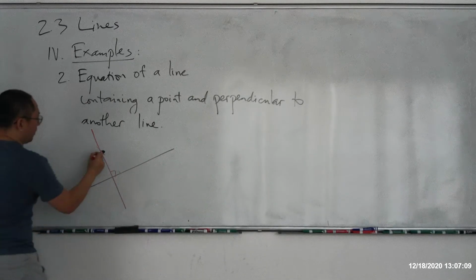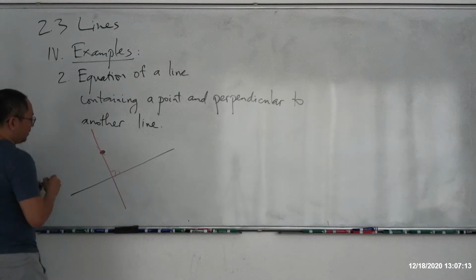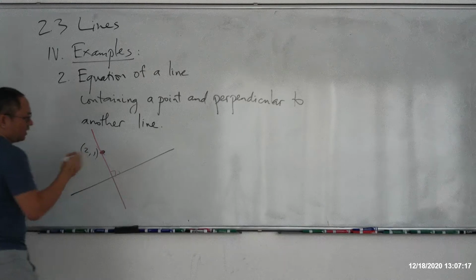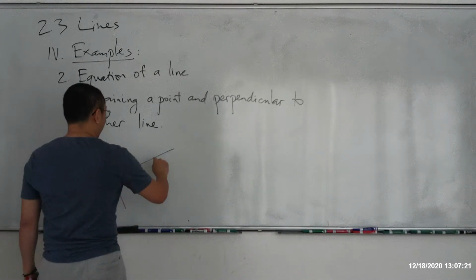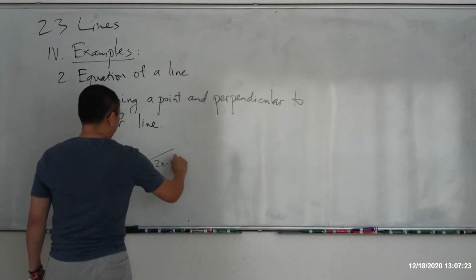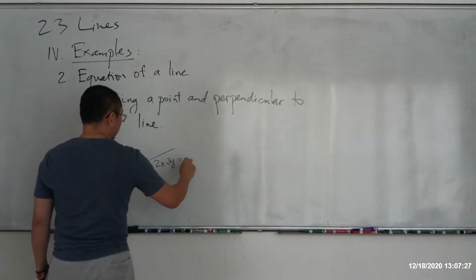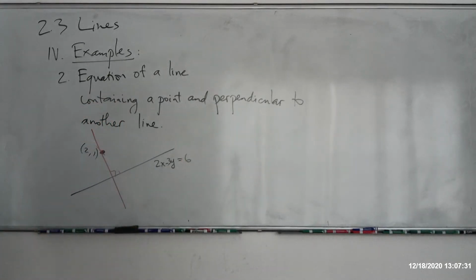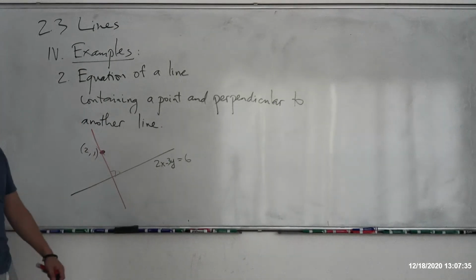So what you see is a point right here. Let me just make an example out of it. This point is 2, 1. I choose an easy number. And this line is, now make it a little bit harder. How about 2x minus 3y equal to 6. Okay? So, do you want to find the equation for the red line right here?